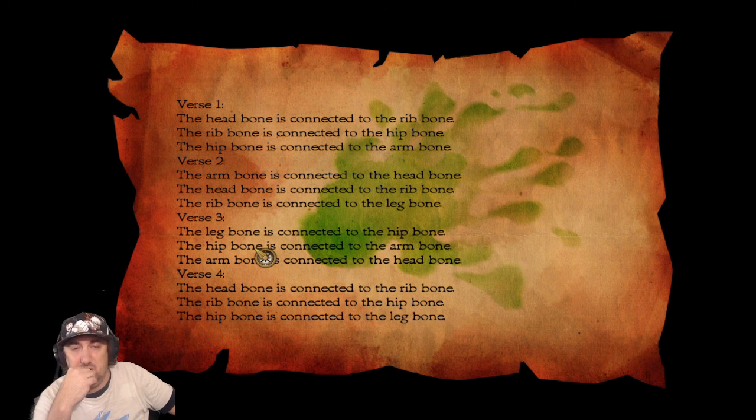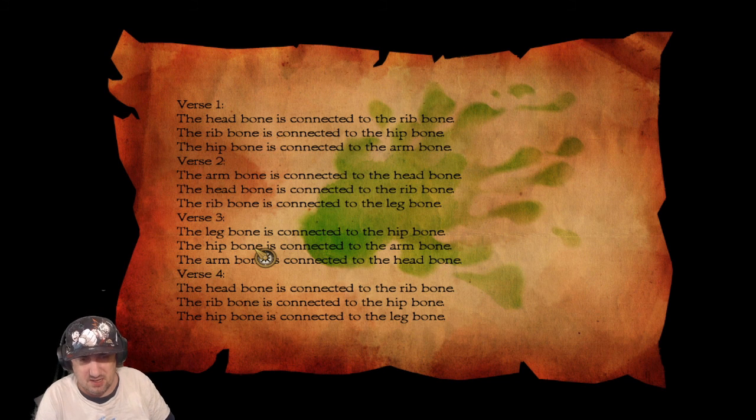Head bone is connected to the rib bone, which is correct. Rib bone connected to the hip bone. Yep. The hip bone is connected to the arm bone. Arm bone is connected to the head bone. That's wrong. The head bone is connected to the rib bone. The rib bone is connected to the leg bone. Ribs and legs, yeah. Well, ribs to the hip, then the legs.